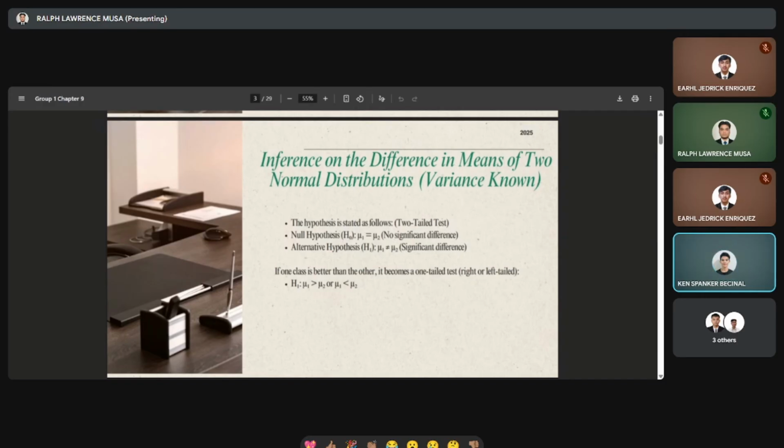Inference on the difference in means: hypothesis testing. When we conduct this test, we start by stating our hypothesis. The null hypothesis means there is no significant difference between the two population means. The alternative hypothesis means there is a significant difference. If we want to test if one mean is greater or less than the other, it becomes simple. Hypothesis 1 means population 1 has a higher mean than population 2. Hypothesis 2 means population 1 has a lower mean than population 2. Next slide.